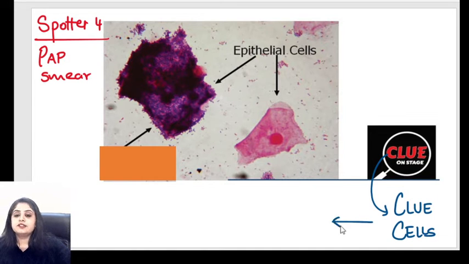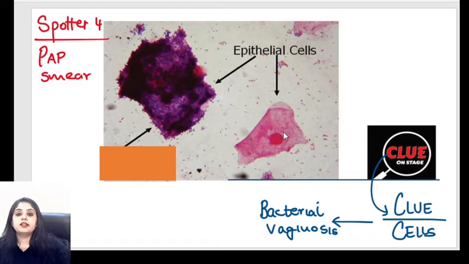what? Clue cells are seen where? Clue cells are seen in bacterial vaginosis. Bacterial vaginosis shows me clue cells. How do I identify the clue? What is the clue that I'm talking about? So look at a normal cell of the cervix. You've taken a pap smear, so you've got cervical cells, right?